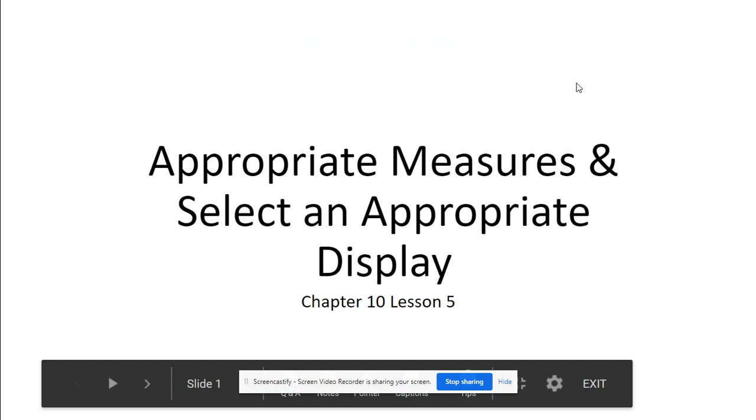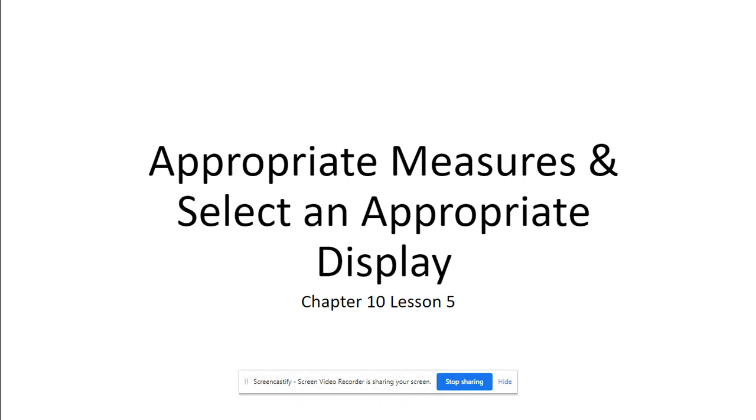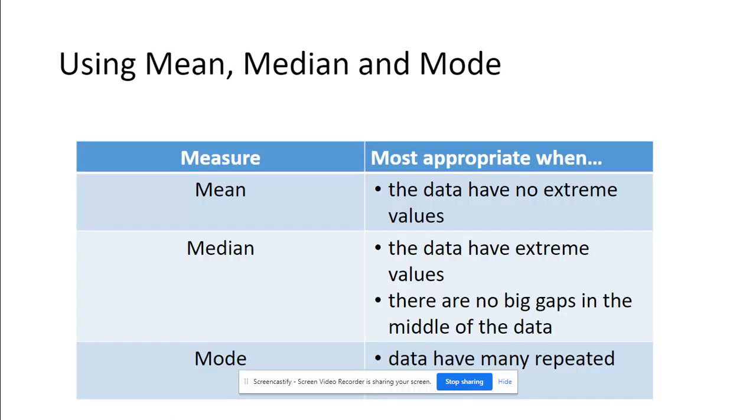All right, in chapter 10, lesson 5, we're going to finish up this chapter talking about appropriate measures and using the appropriate display. And we're going to use some terms that we've used before, so mean, median, and mode, but deciding which type of set of data is best with those.